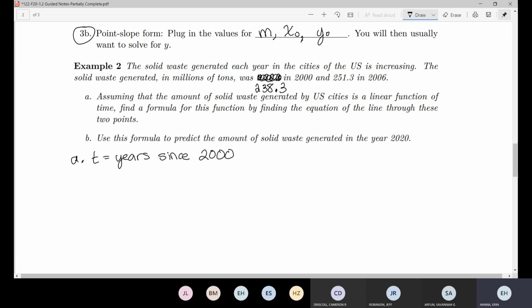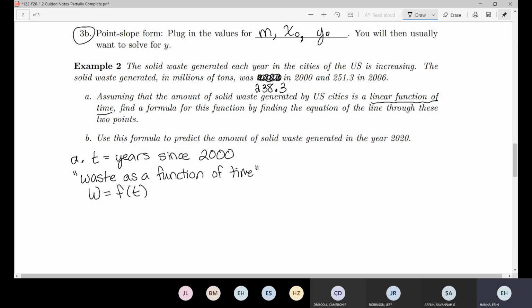It says that assuming the amount of solid waste is a linear function of time. Since it says of time, let me phrase it like this: waste as a function of time. If I take out some of the wordiness, that's essentially what it's saying, right? The waste is a function of time. And remember that that's essentially going to write itself out for us. So say I use the variable w for our waste here. So I'm going to have waste is a function of time.